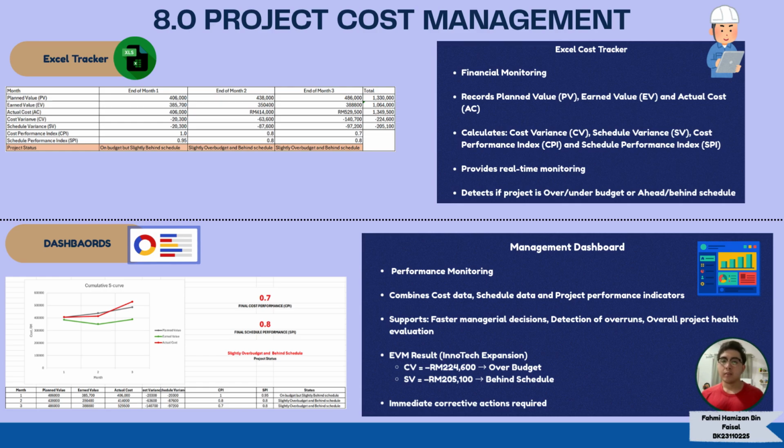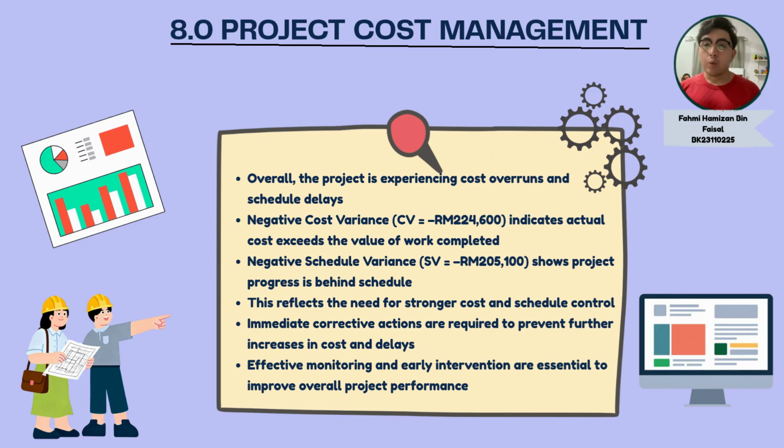Our project status is definitely classified as slightly over budget and behind schedule, as visually represented by our diverging cumulative S-curve. To sum it up, our project cost management indicates the expansion is currently experiencing critical cost overruns and schedule delays. Our negative cost variance of negative RM224,600 proves that our actual expenditure exceeds the objective value of the physical work that we have completed. Meanwhile, our negative schedule variance of negative RM205,100 indicates that we are trailing our baseline milestones.